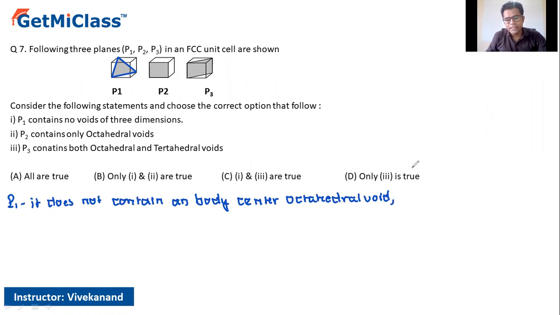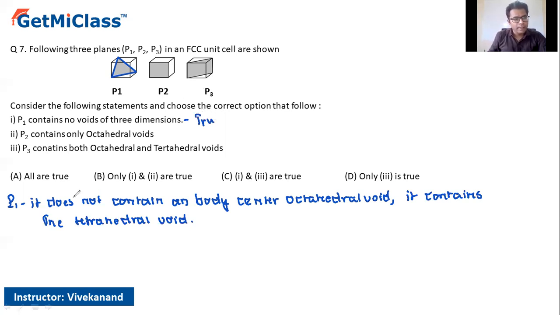But on the other hand, it does contain one thing, and that is the tetrahedral voids. So it contains the tetrahedral void. Therefore, I would say that the P1, the first statement, is actually true. Now let's observe the condition number P2.